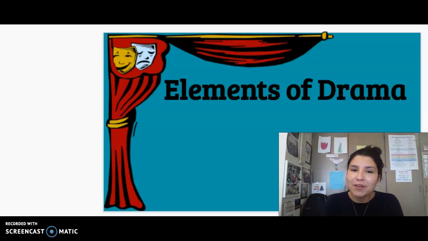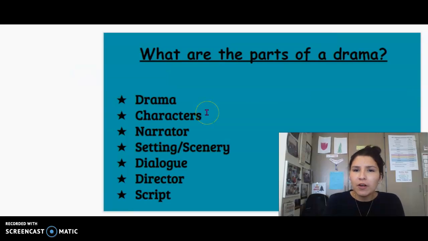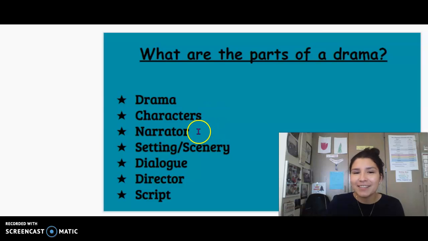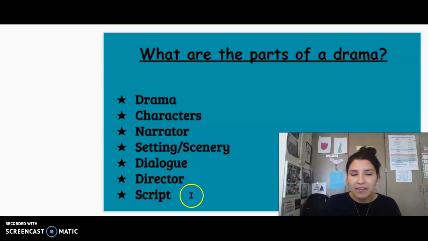Okay, so today we're going to continue with elements of drama. So, what are the parts of a drama? These are the different little slides that I have and the different things I've been going over this week. We have a slide that goes over what a drama actually is, characters, also known as actors, narrator, setting and scenery, which is for the play, it's the same thing, dialogue, director, and the script.